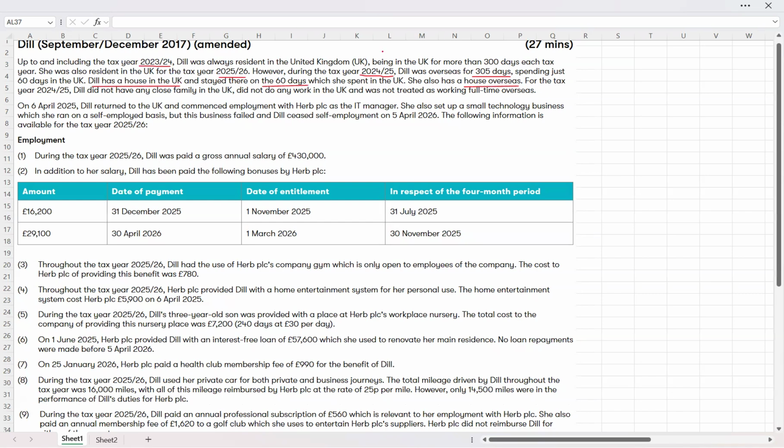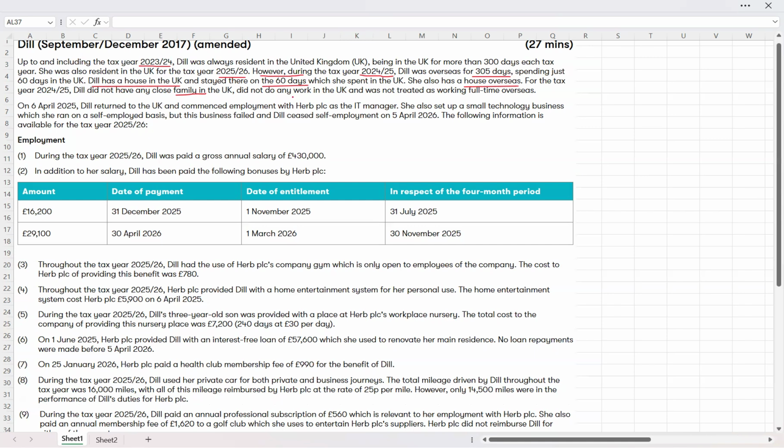Okay. So Dill has accommodation here in the UK and overseas as well. So for the tax year 24-25, Dill did not have any close family. So we can see how many days Dill has spent in the UK. That is 60. It's a specific category in which Dill falls. And when you have this category, you have to see how many ties are required. So one thing is that there is no close family, but the accommodation is there, and Dill did not work.